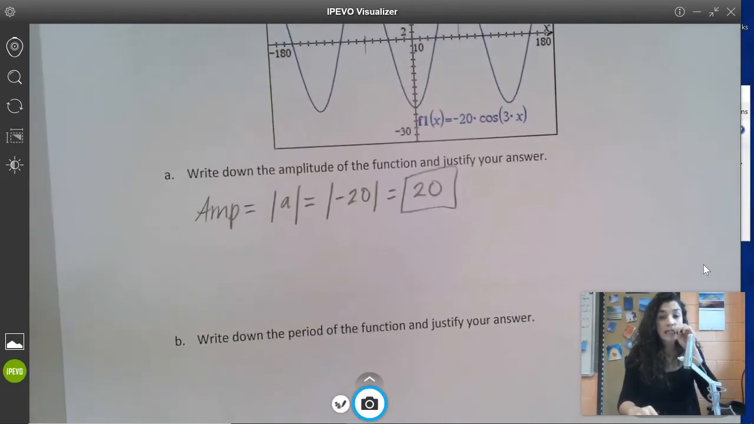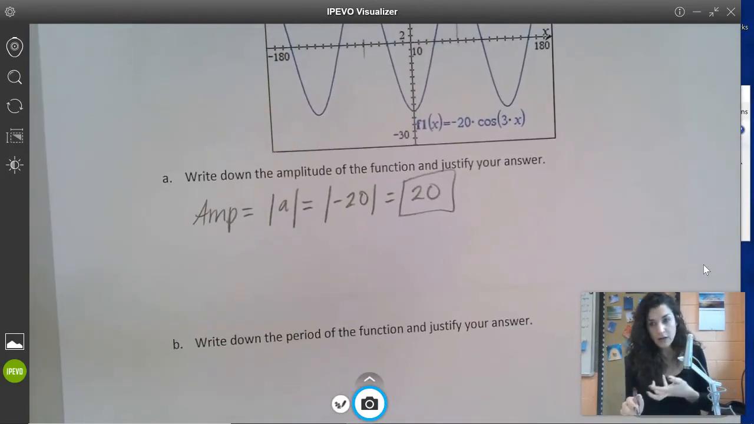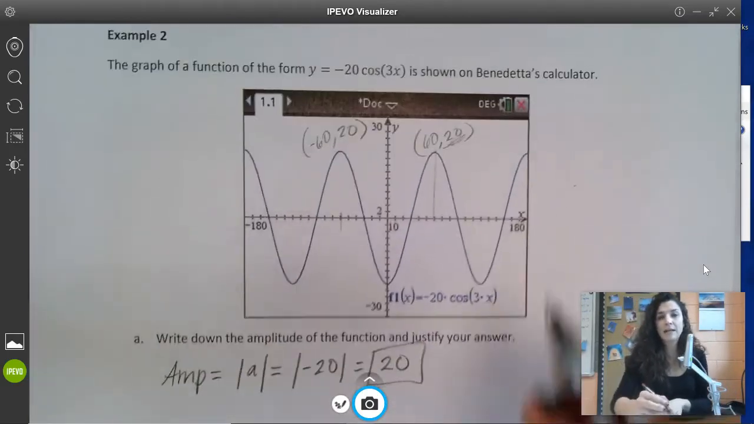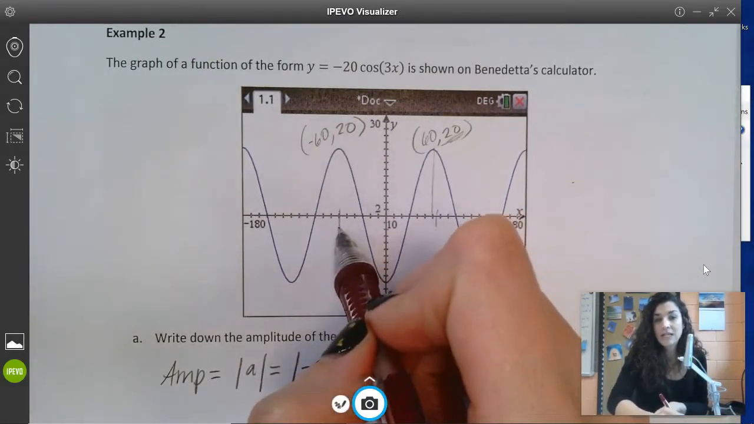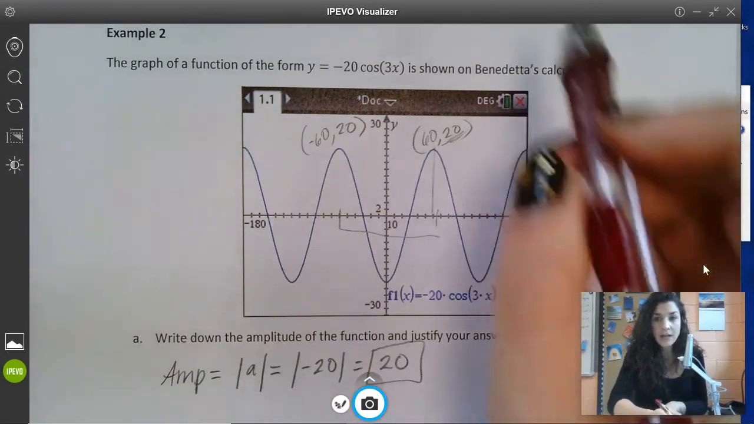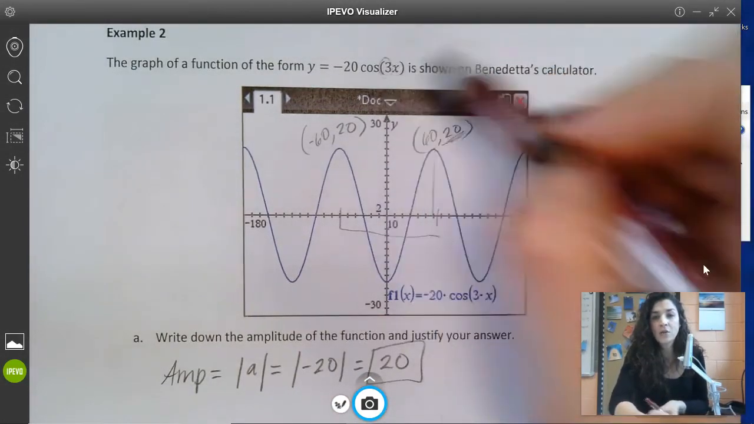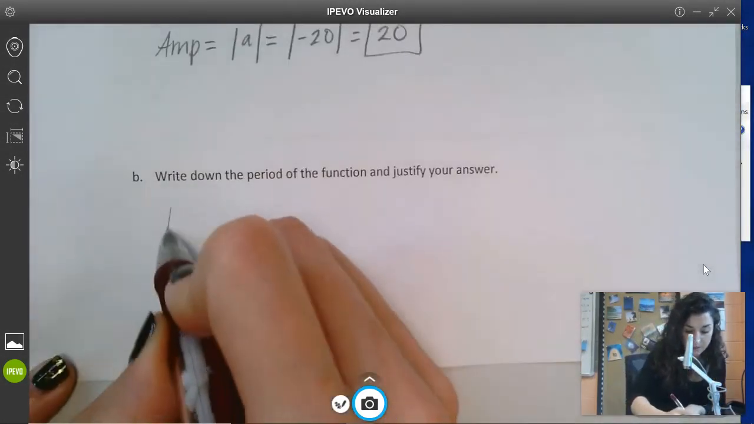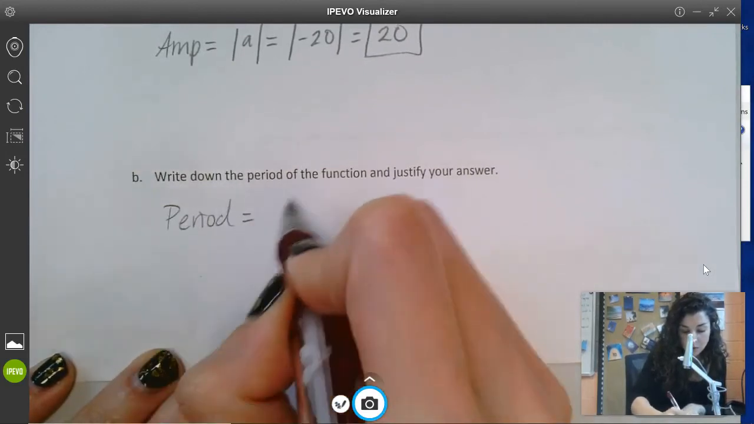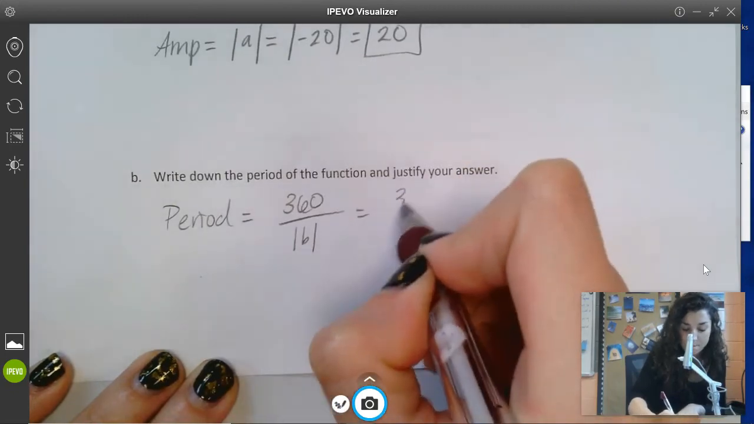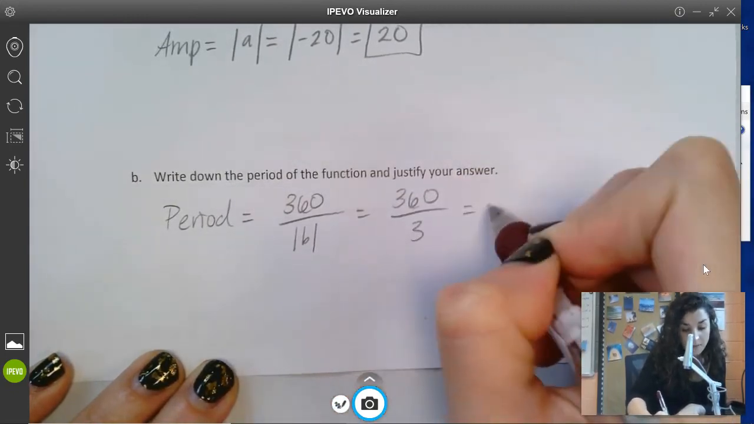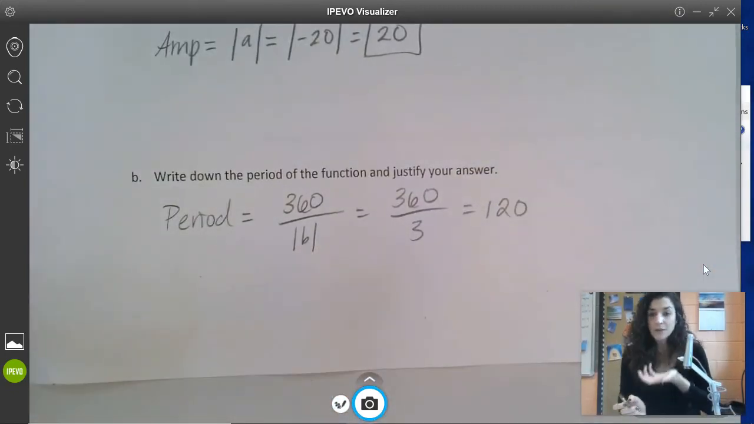And then it says to write down the period of the function and also justify our answer. Again, just mathematically. We can see that we're going from -60 to +60, which is a distance of 120. We can also show it by taking 3 and dividing it out from 360. So our period is equal to 360 divided by the absolute value of B, which is 3. And 360 divided by 3 is 120.